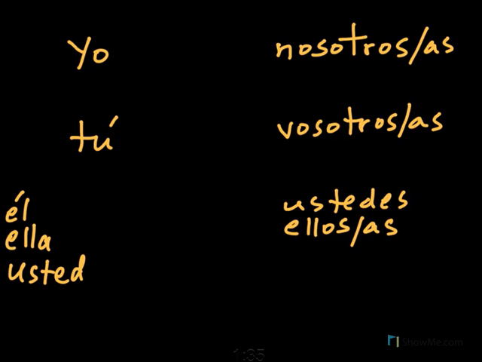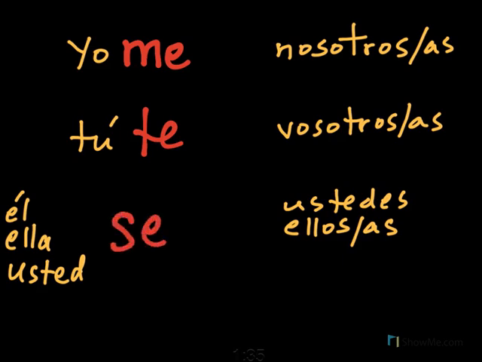So you already know the subject pronouns. Yo, tú, él, ella, usted, nosotros, nosotras, vosotros, vosotras in Spain, ustedes, ellos, ellas. So now, in order to use the reflexive verbs, we need to learn the reflexive pronouns, and they will be me, which means myself, te, which means yourself, él, ella, usted will use se, which means himself, herself, or yourself if you're speaking formally to somebody.